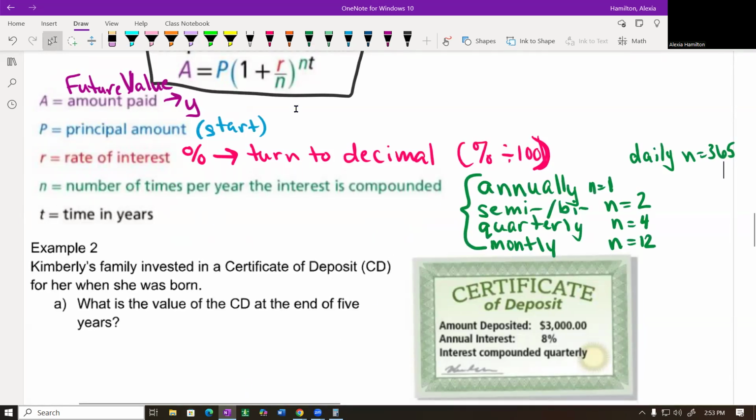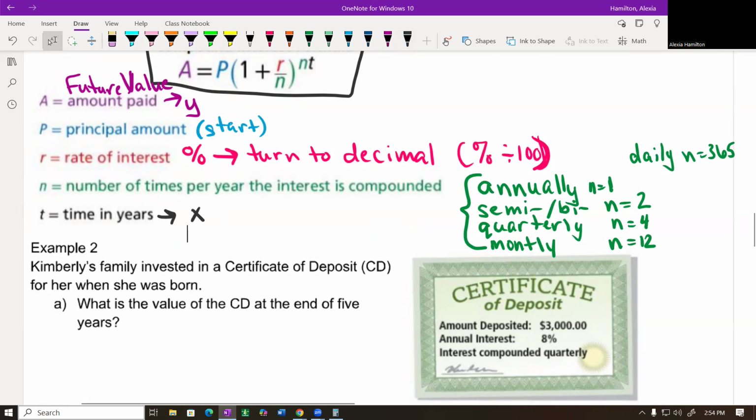And then T represents time, which is typically going to be the X if we are graphing the equation. So the time in years. How many years are you investing this money? Or how many years are you borrowing this money?